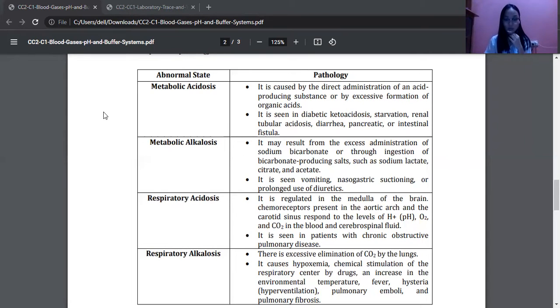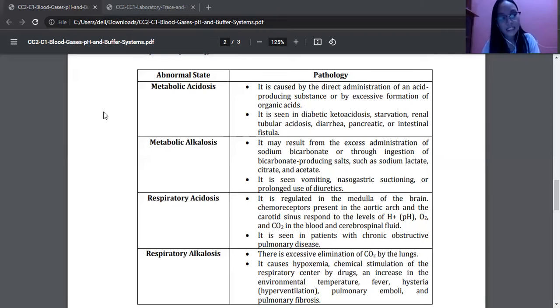Next is respiratory acidosis, which is regulated in the medulla of the brain. Chemoreceptors present in the aortic arch and carotid sinus respond to the levels of hydrogen ions, oxygen, and carbon dioxide in blood and cerebrospinal fluid. It is seen in patients with chronic obstructive pulmonary disease, for example, when there is a destruction or changes in airways, the alveolar wall sizes increase, resulting in a reduced size of airways. So gas exchange becomes limited.